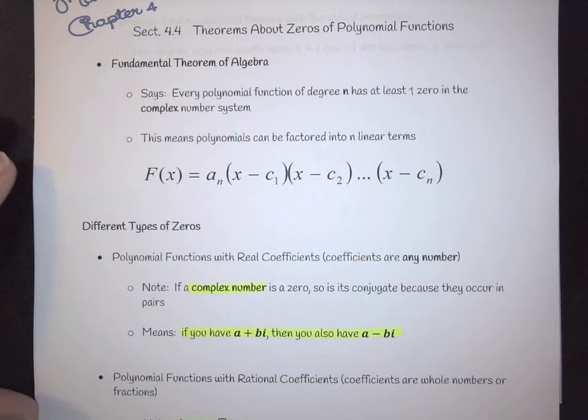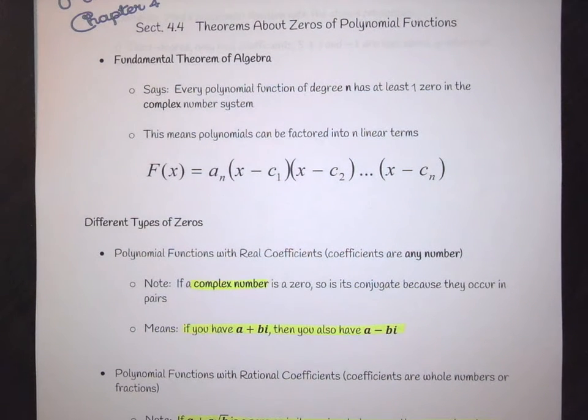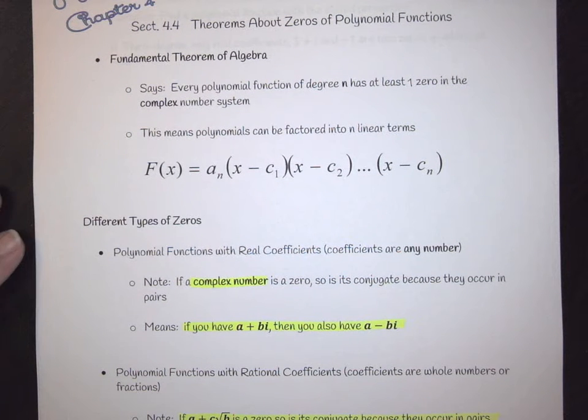Okay, in this video, we're going to look at the different theorems that we have that center themselves around zeros of polynomial functions. If you remember, a zero is one of the things that would lead you to a solution. Zeros, we're talking about your x-intercepts, or the places where you're crossing that x-axis.